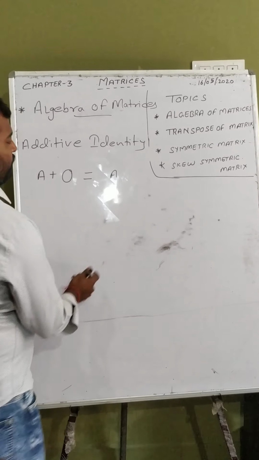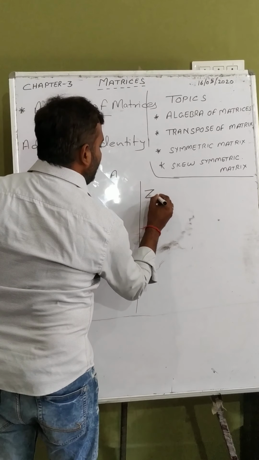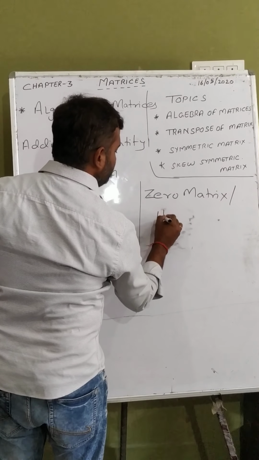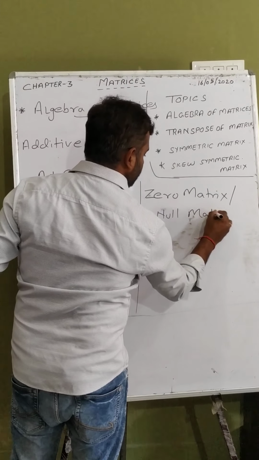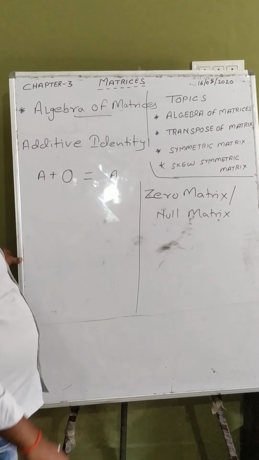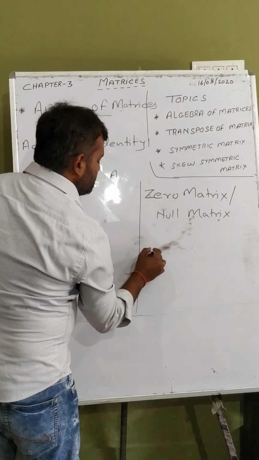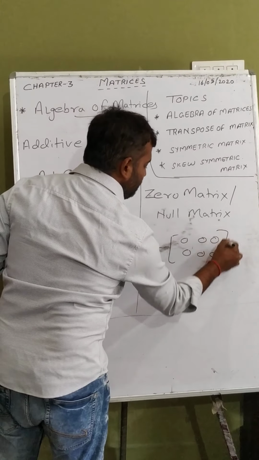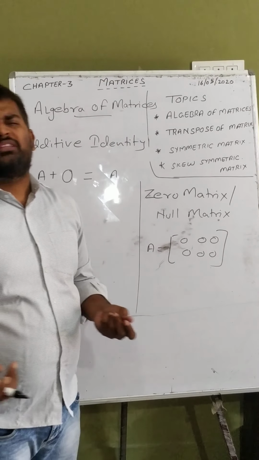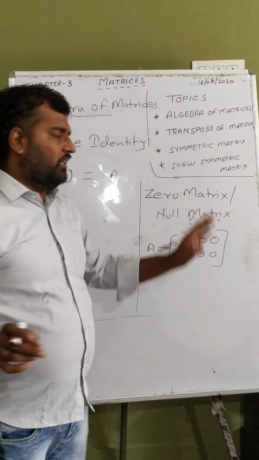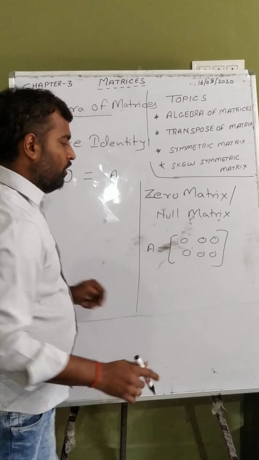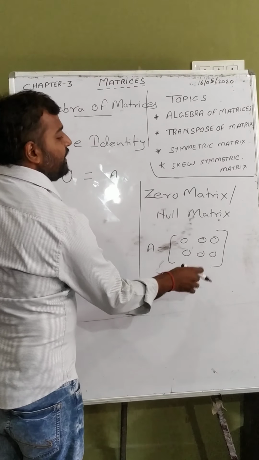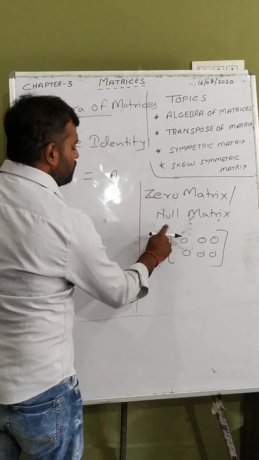Now one more point we are getting here. What is the zero matrix? The zero matrix, or the null matrix, is a matrix in which all the elements are zero. That can be of any order. A matrix in which all the elements are zero is said to be the null matrix or zero matrix.